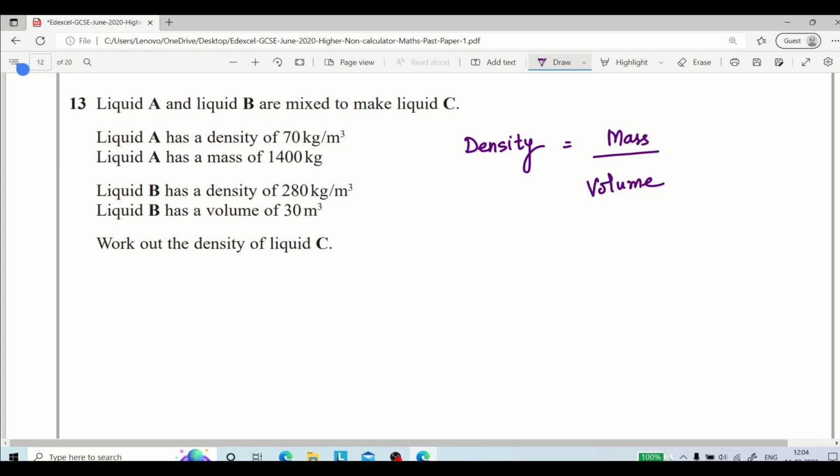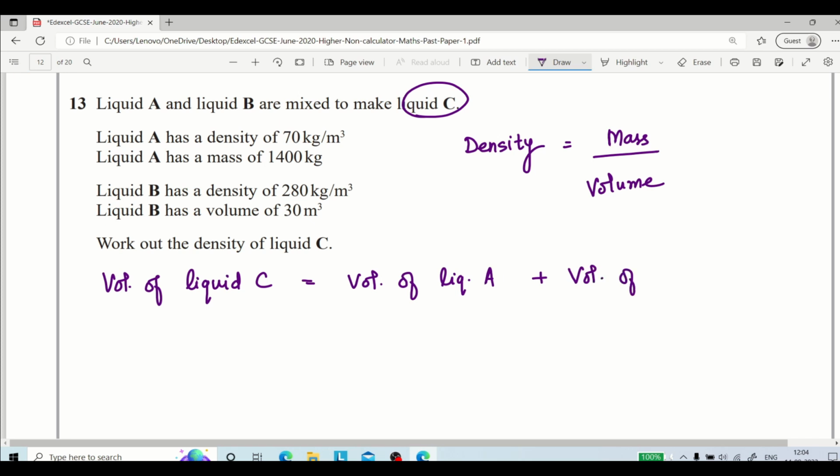So we need to work out the density of liquid C. For finding out the density, let's first find out the volume. Volume of liquid C is going to be the addition of these two volumes, that is liquid A plus liquid B. So volume of liquid C is equal to volume of liquid A plus volume of liquid B. Now, do we know the volume of liquid A? No. However, we will be able to find that out using this formula.